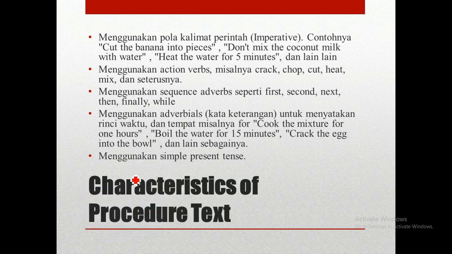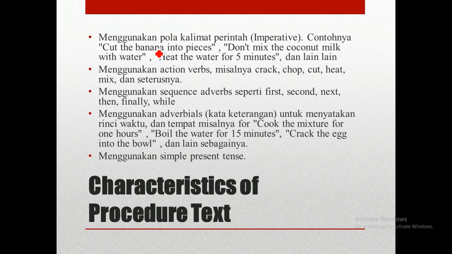When we talk about procedure text, we have characteristics that you can add when you want to make the procedure text, or you can show if the text is procedure text or not by seeing the characteristics of the procedure text. For example, using an imperative sentence. Okay. For example, cut the banana into pieces. Don't mix the coconut milk with water. Heat the water for 5 minutes, and so on.